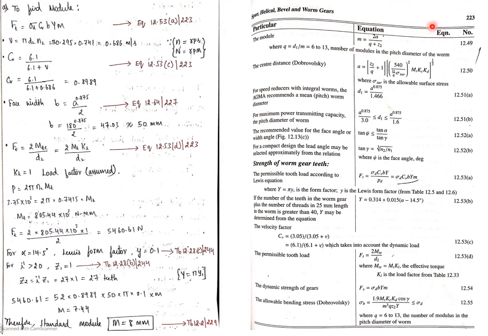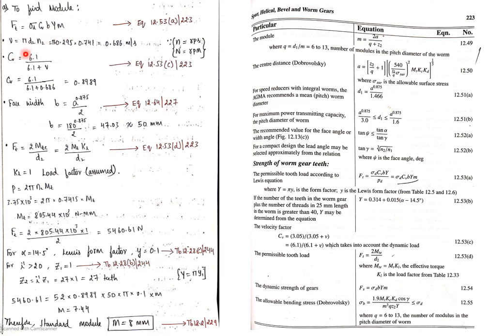From this you can calculate the corresponding diameter of the worm gear, that is D2. You can see the equation 12.5. So these formulas we can take from here. This is the equation, you can see D1, this is page number 223. Now let's find the unknowns from this formula.